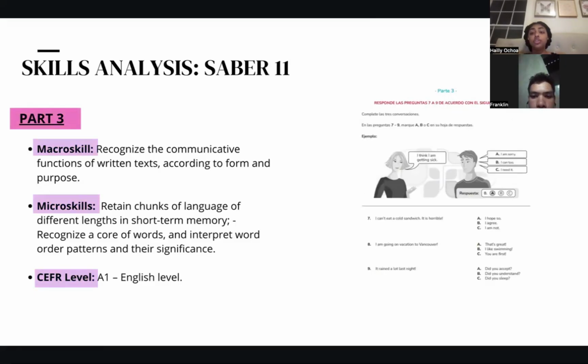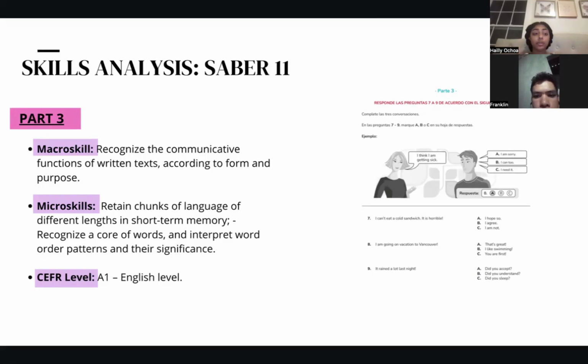Saber 11 foundational competence. This exam is focused primarily on foundational skills, typically categorized under the CEFR A1 level. In parts 1 through 3, students are evaluated on lexical knowledge such as matching clothing items and pragmatic recognition of public notices and interactive communication in short, everyday conversations.